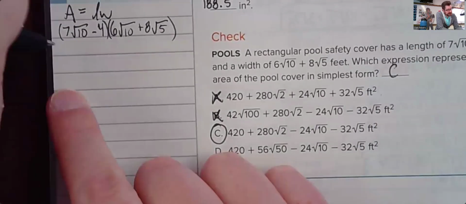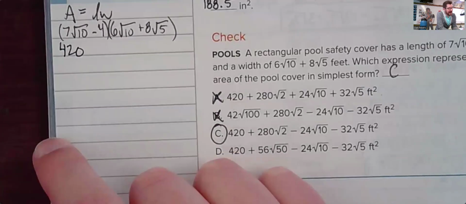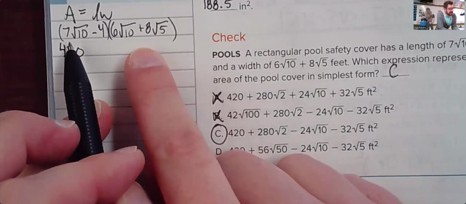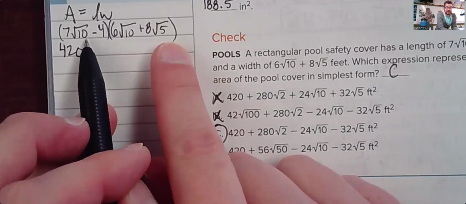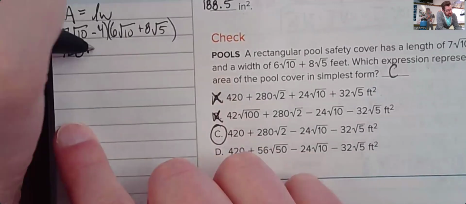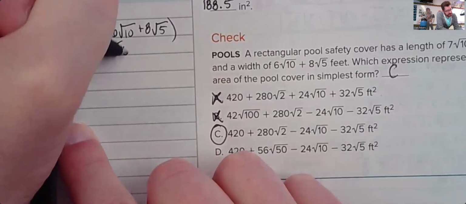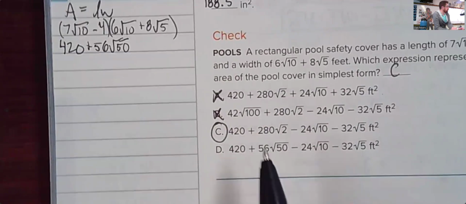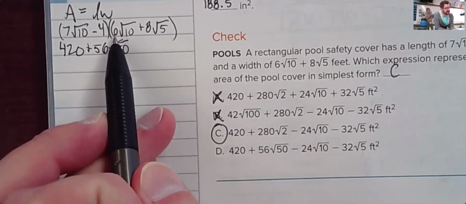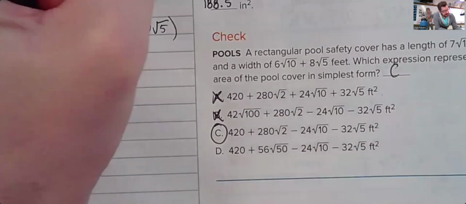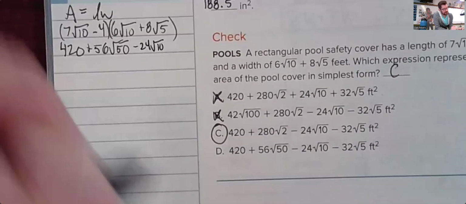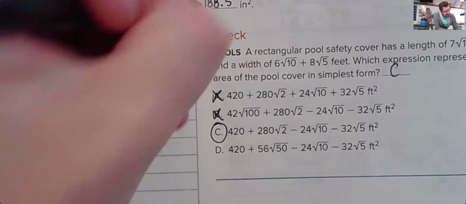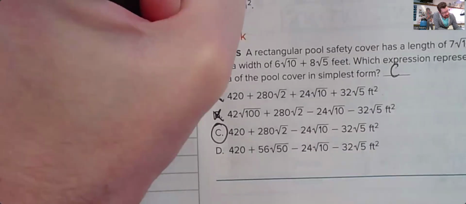So we know the first one is going to be 420. The outer terms, 7 root 10 times 8 root 5: 7 times 8 is 56, root 10 times root 5 is root 50. So that'll be plus 56 root 50, which is exactly that. Then the inner terms would be negative 4 times 6 root 10. That would be minus 24 root 10, which is exactly that term right there on both of those. And then we know that the end is going to be minus 32 root 5.